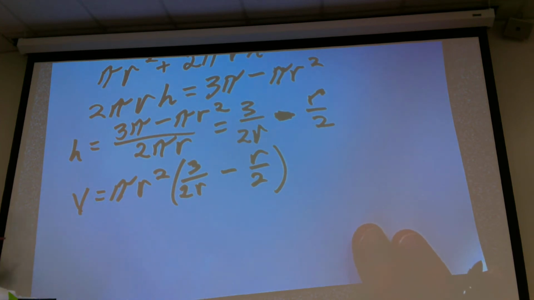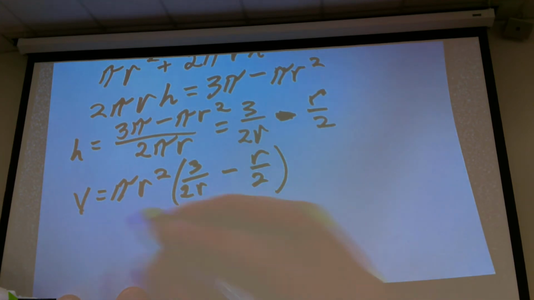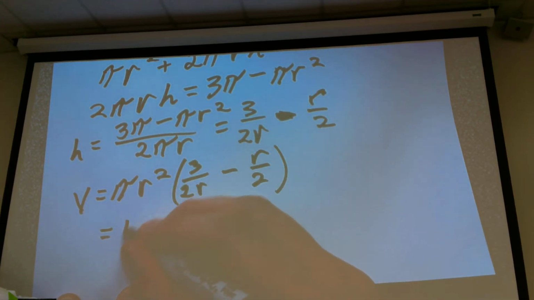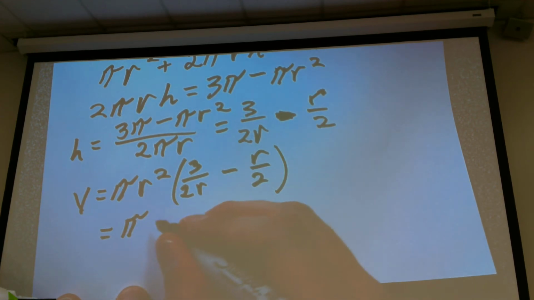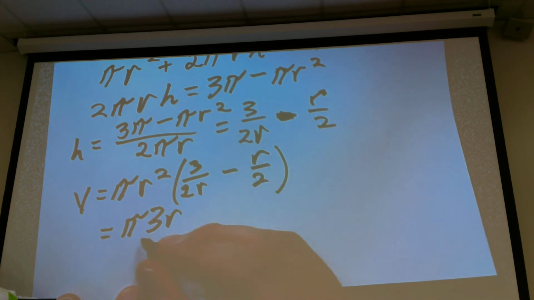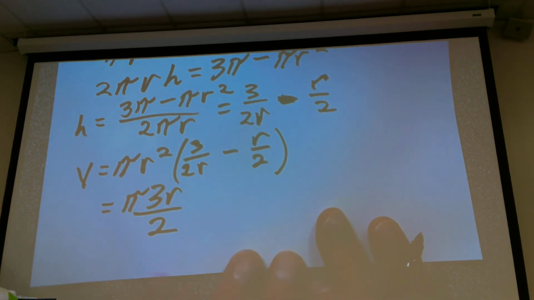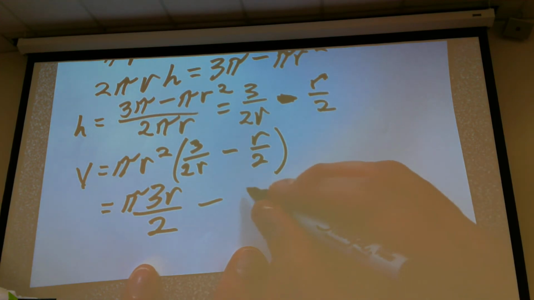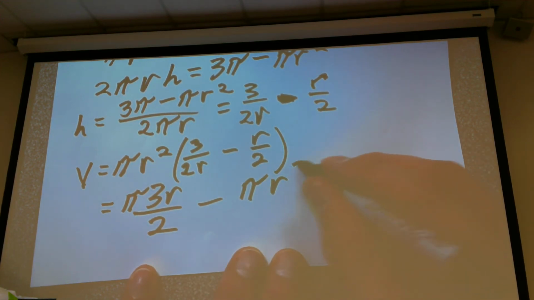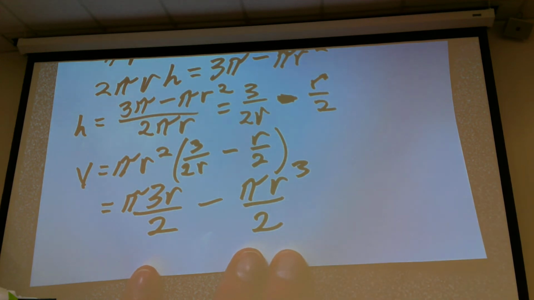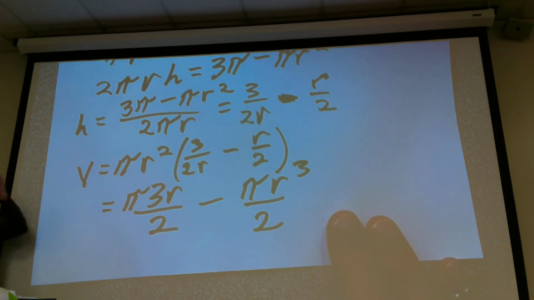Let's do a little bit of simplification. If I multiply pi r squared by the first component, one of the r's is going to cancel out. So that will be pi times 3 times r divided by 2. And then minus pi, now this is being multiplied by r squared, so that's pi r cubed divided by 2. Right now we have the volume as a function of one variable.